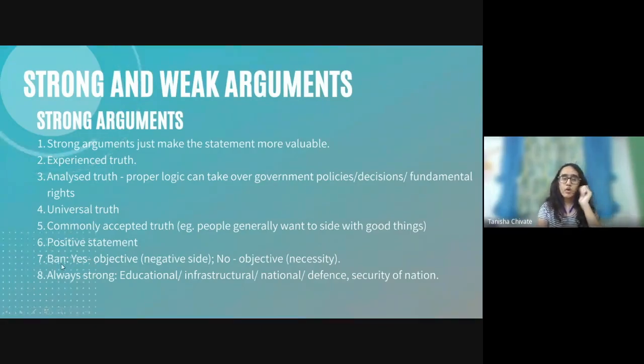Now, bans. You get a lot of questions based on, okay, should smoking be banned? Should alcohol be banned? If I say, okay, yes, alcohol should be banned, I need to give a reason showing the negative side of it. Yes, alcohol should be banned because it causes a lot of crime. It's a factor of a lot of crime. No, alcohol should not be banned because it's a huge economic commodity. So look at it that way. Always strong arguments if they talk about educational, infrastructural, national interests, defense, security of the nation, poverty, etc. These are always strong arguments.